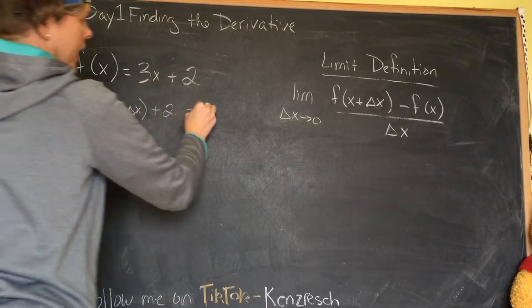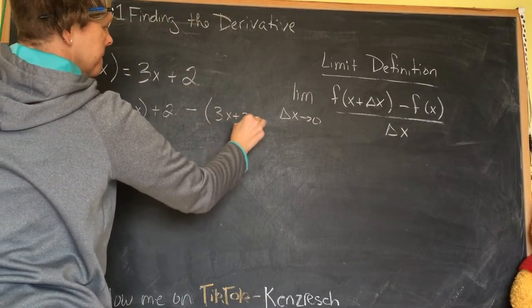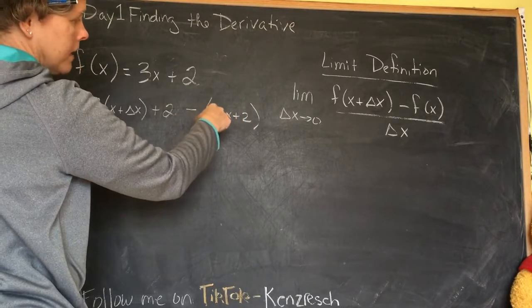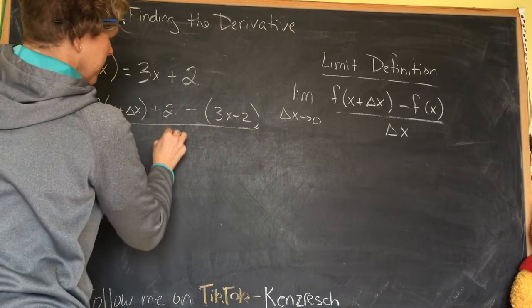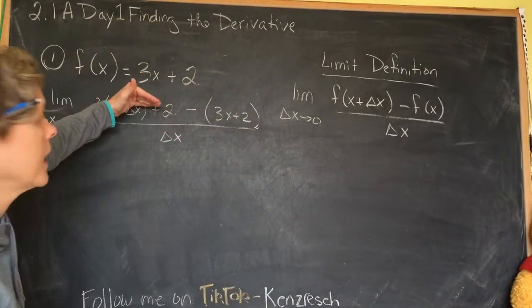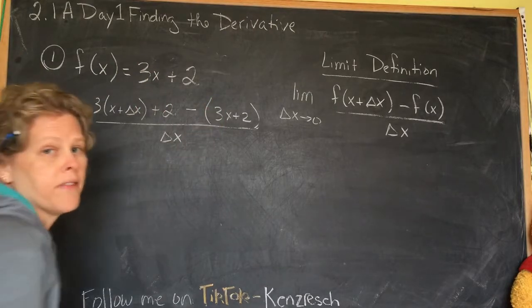And then it says subtract off the function itself. Now notice I put it in parentheses because we're going to have to distribute the negative, so I always put it in parentheses here. And then I'm going to divide by delta x. To me, that's the hardest part of just getting it set up, because now that it's set up, now we're just going to apply some algebra to simplify that.